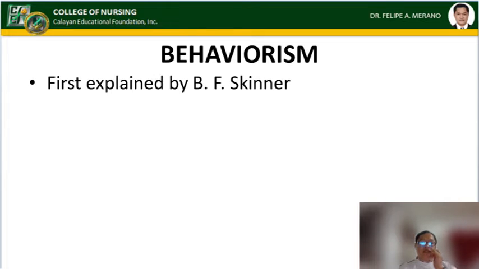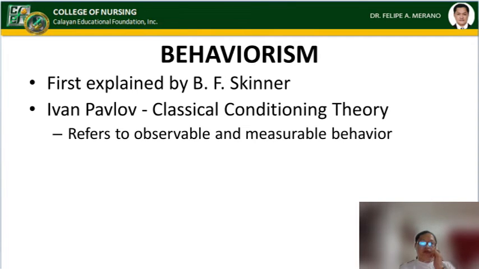So behaviorism is first explained by B.F. Skinner. He is the author of behaviorism, or he explored the behaviorism theory. Also, one of the most popular persons in behaviorism is Ivan Pavlov, classical conditioning theory. This refers to observable and measurable behavior. We will go deeper in discussing this theory by Ivan Pavlov in my next slides.